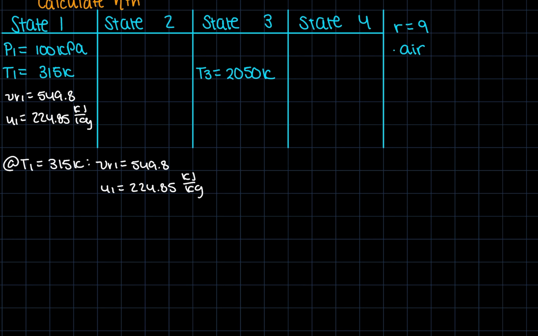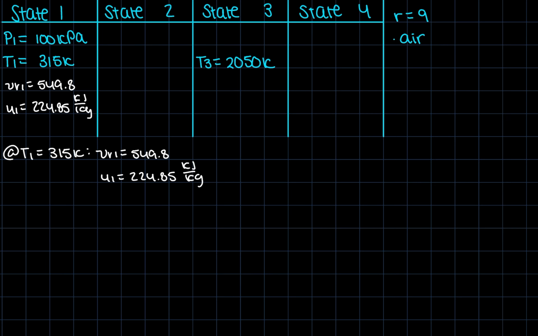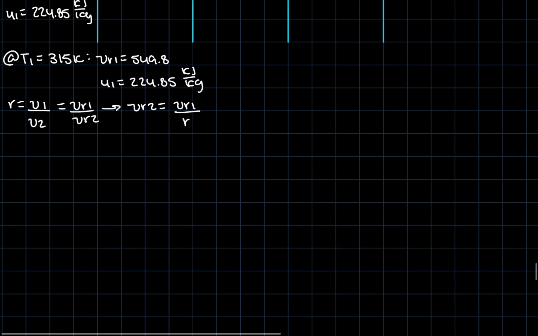So how do we relate that? How do we find our numbers for that? Well, we're given our compression ratio. And we know that our compression ratio is equal to the specific volume of state 1 divided by the specific volume of state 2. This can also be related by VR1 over VR2. So we need to find VR2. So let's rearrange. And we can see that VR2 is going to be equal to VR1 divided by our compression ratio.